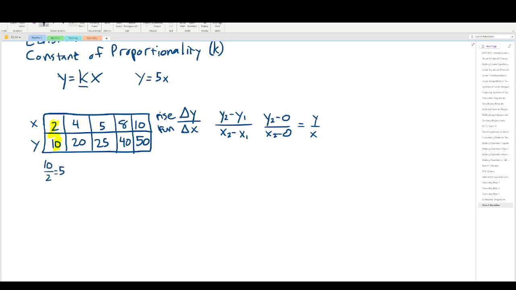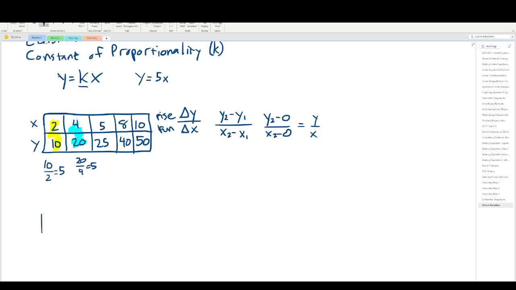Then if we go to another point over here, I want to pick a different color. So if we go to this point here, and we do 20 over 4, we get 5 again. Then if we do 25 over 5, we get 5. So every single xy pair gives us the same thing when we divide it.